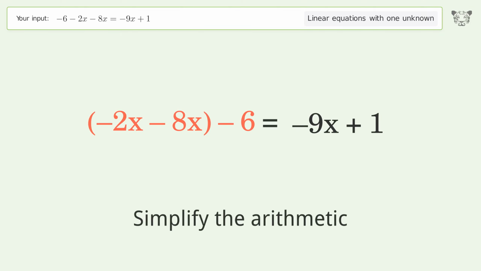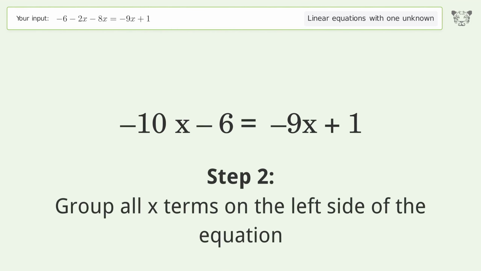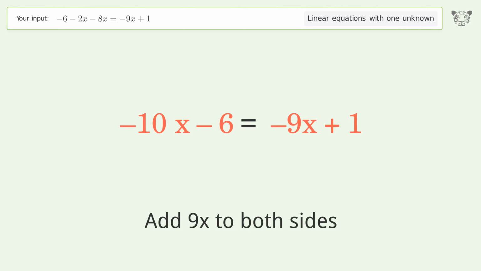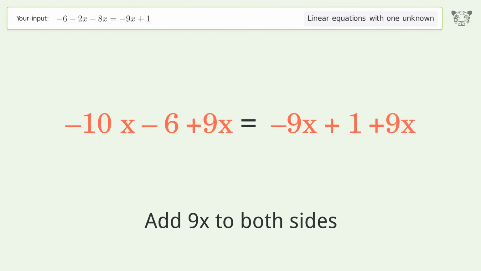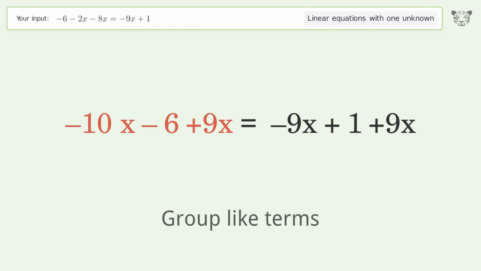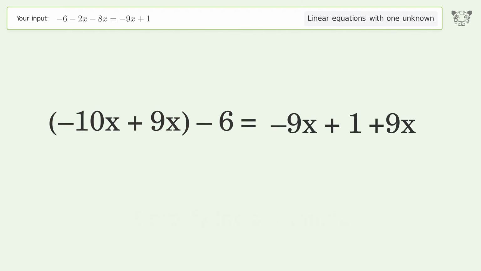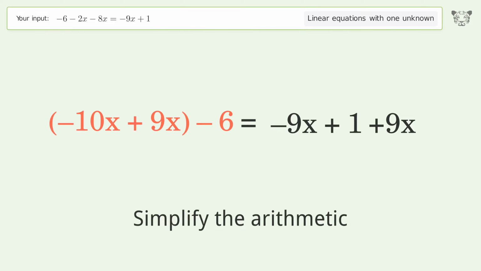Simplify the arithmetic. Group all x terms on the left side of the equation. Add 9x to both sides. Group like terms. Simplify the arithmetic.